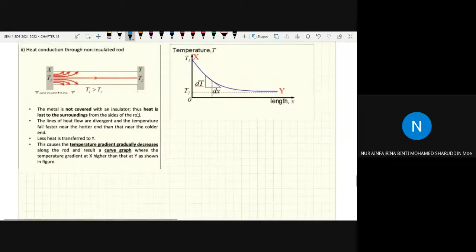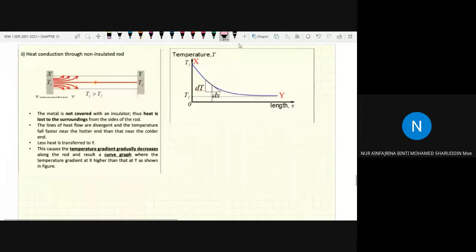So the next one is heat conduction through a non-insulated rod. It means the rod is not covered or insulated anymore. So when the rod is not insulated anymore, when the metal is not covered with insulator, heat is lost to the surrounding. So there will be heat loss to the surrounding because it is not covered.